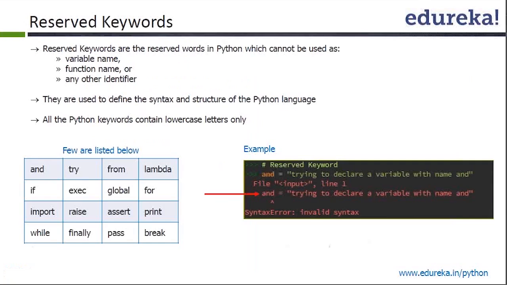Now, we would all know what a reserved keyword is, right? Like any other programming language, Python also has a lot of reserved keywords which you cannot use as an identifier or a variable. Reserved keywords are words in Python which cannot be used as variable name, function name, or any other identifiers. Okay, so they are reserved, and if you try to use them, it'll give an error. They are used to define the syntax and structure of the Python language, and all the Python keywords contain lowercase letters only. So that's how you identify a Python keyword.